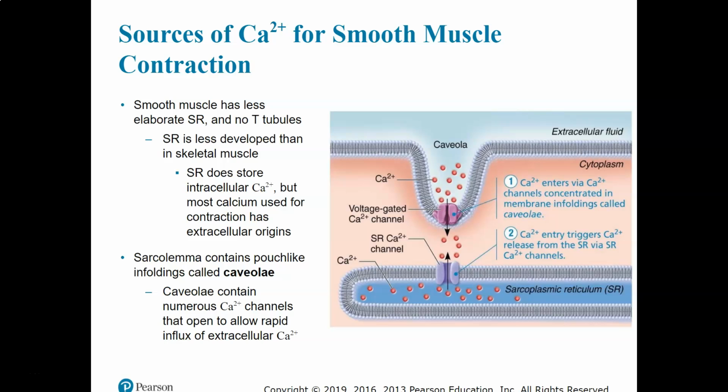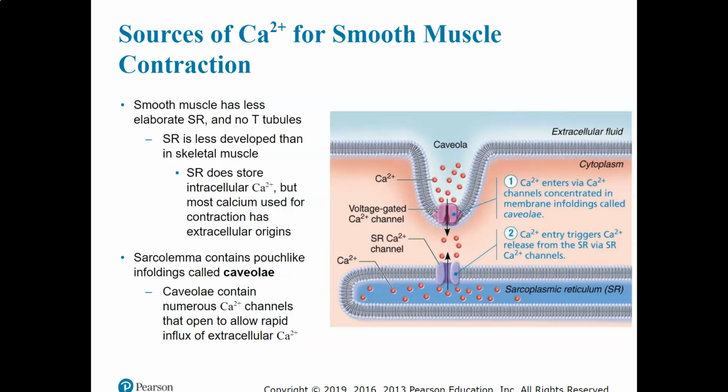Another difference is going to be the source of calcium for smooth muscle contraction. Calcium is going to be the signal for smooth muscles to contract, just like calcium is the signal for skeletal muscles to contract. But the source of that calcium isn't going to be the sarcoplasmic reticulum. Smooth muscles do not have as well developed a sarcoplasmic reticulum as skeletal muscles do. It doesn't store as much calcium. Instead, most of the calcium for smooth muscle contraction is actually going to be extracellular.